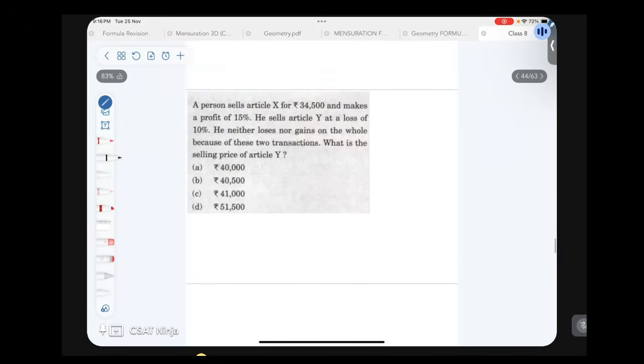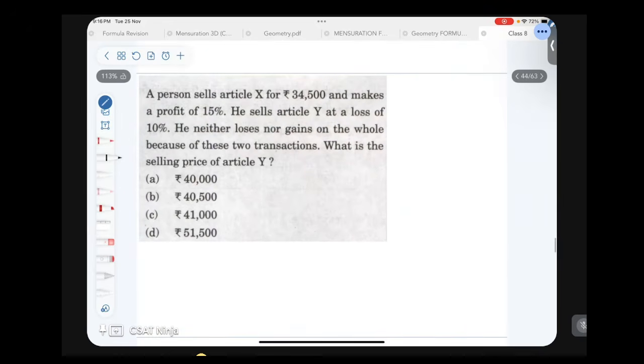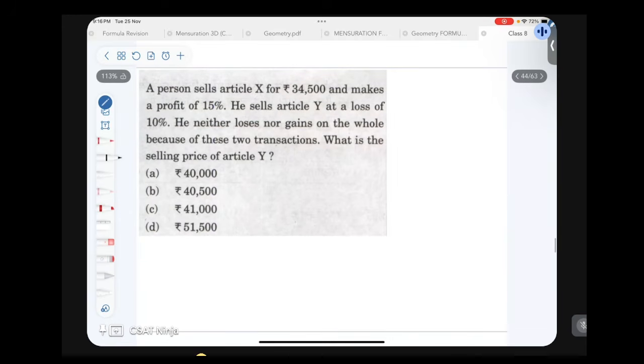Coming to profit and loss. A person sells article X for this amount and makes a profit of this percent. He sells article Y at a loss of 10%. He neither loses nor gains on the whole because of these two transactions. What is the selling price of article Y? Okay, let me try. It's a very interesting question.